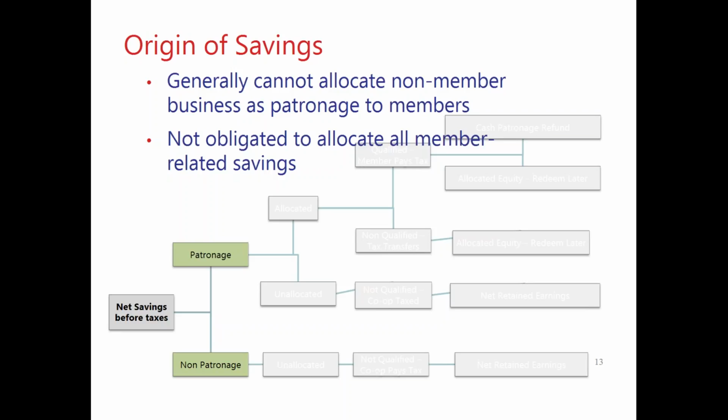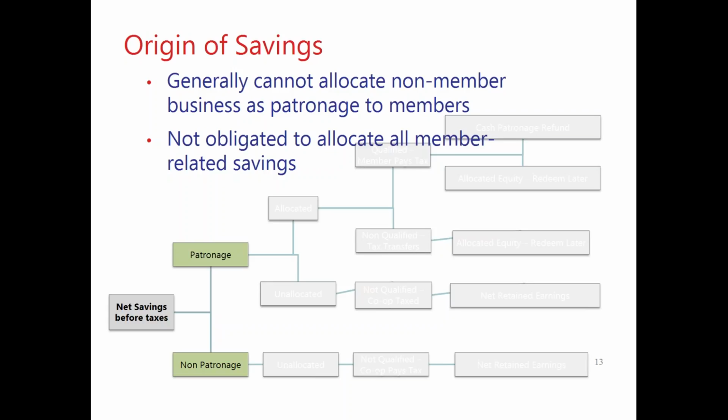Co-ops get the single taxation as long as they follow certain rules. But if they're allocating non-member business to members, I believe that's a double taxation route, and no one would choose to do that. So I've eliminated that from the original tree. It existed in here. Also, they're not obligated to allocate all member-related savings. So the number on the previous slide was $3,050,000 that came from member business that's eligible to be allocated. Sometimes you hear cooperatives saying we're allocating 100% of the eligible patronage. That's what they mean by that.